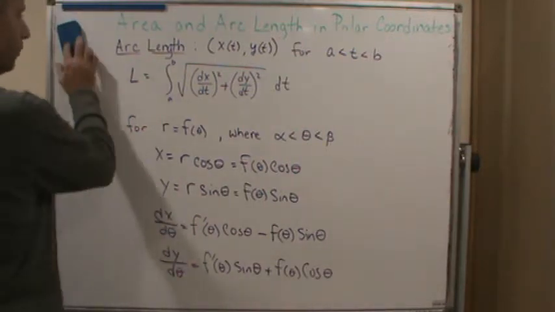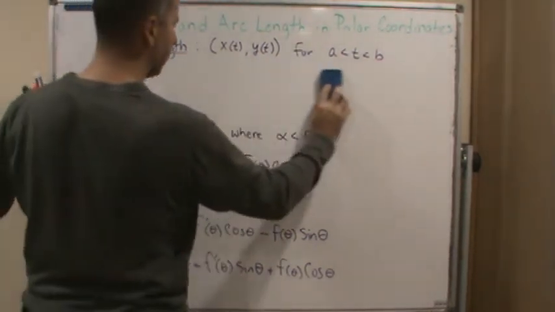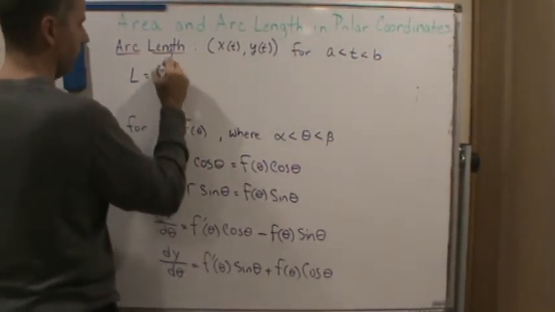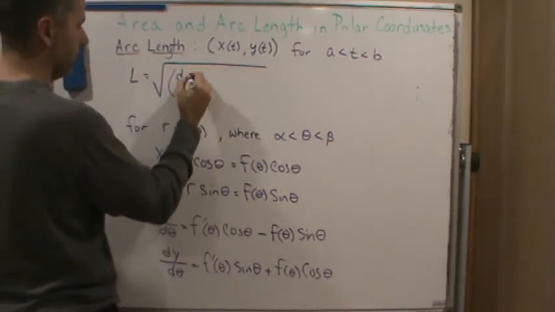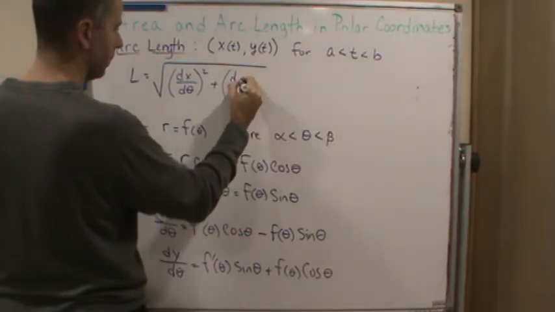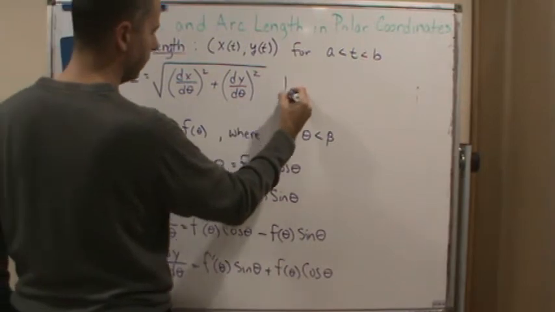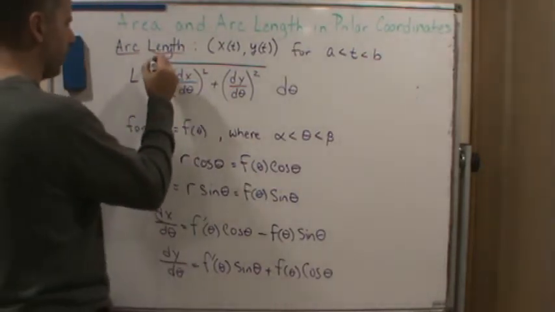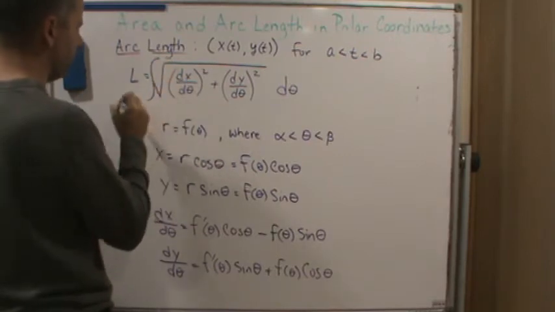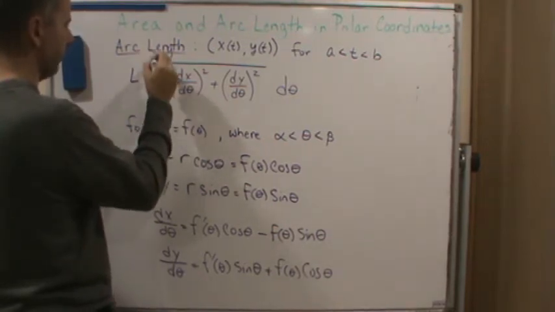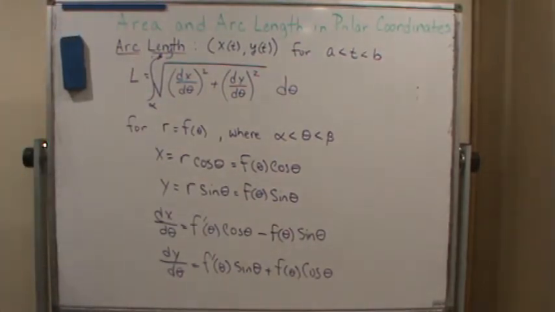Okay, so what are we going to do? I'm going to leave this here for a minute. So we're going to change this, right? What happens to our arc length formula? Well, it becomes this. We get the square root of dx d theta squared plus dy d theta squared, d theta. Oh, I'm sorry, I forgot the integration sign. I thought it was there before. So this is going to go from alpha to beta now, instead of a to b. Okay, so there's the function.